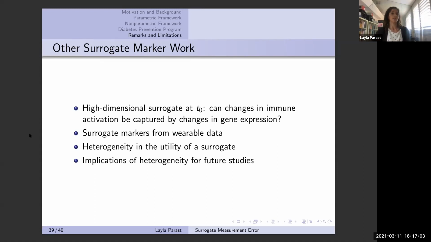So I think developing methods to evaluate that and test for that is a really important area to work on in the future, and certainly implications of that heterogeneity for future studies. So if you're using the surrogate to replace a primary outcome in a future study, but you know that the strength of the surrogate varies by patient characteristics, that seems problematic. And it seems like something you're going to need to carefully consider when you try to use the surrogate in the future. I don't have a solution for that. I just think it's an interesting problem at the moment.